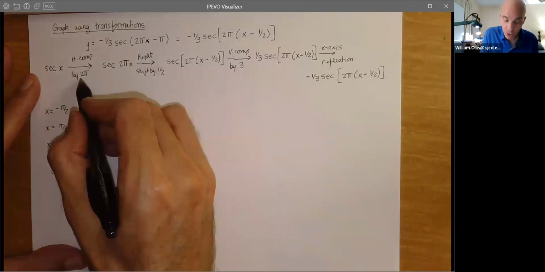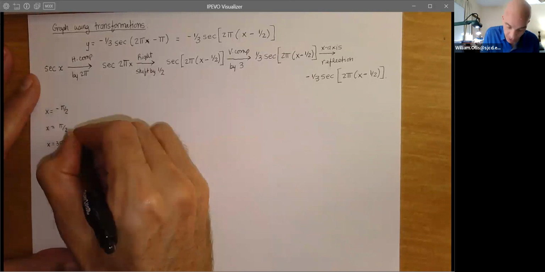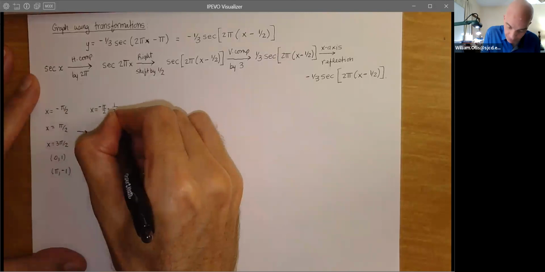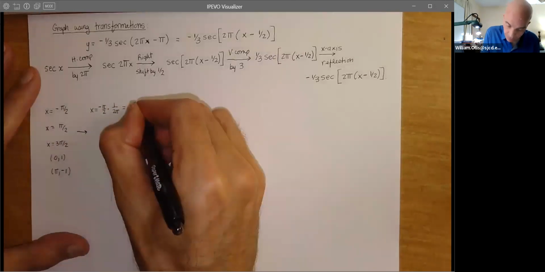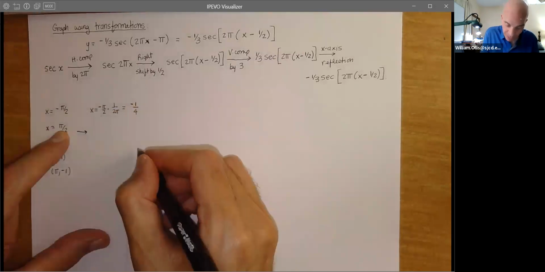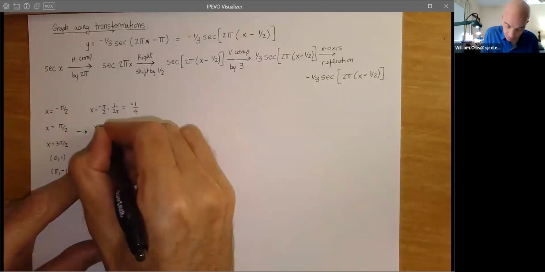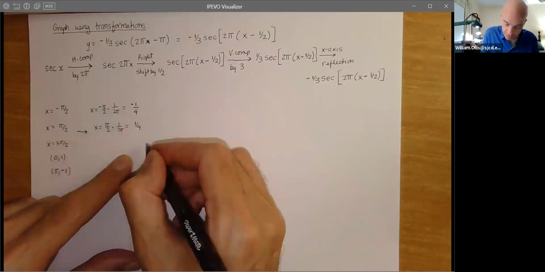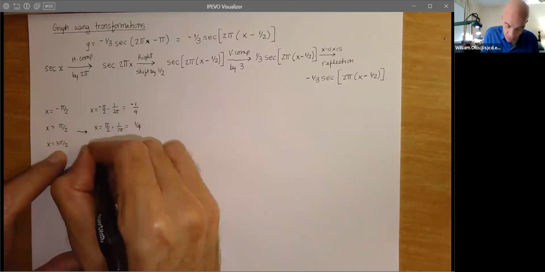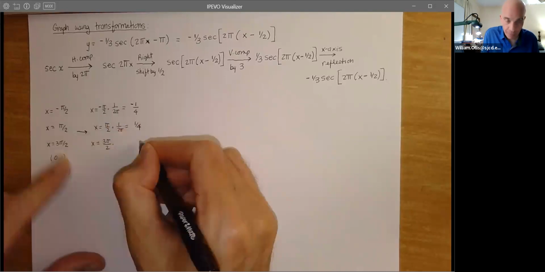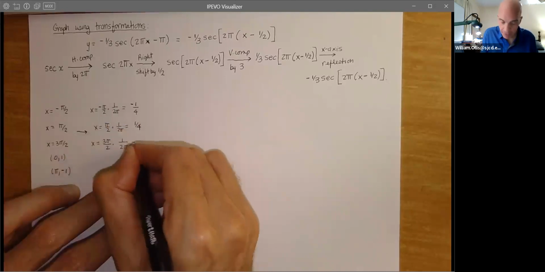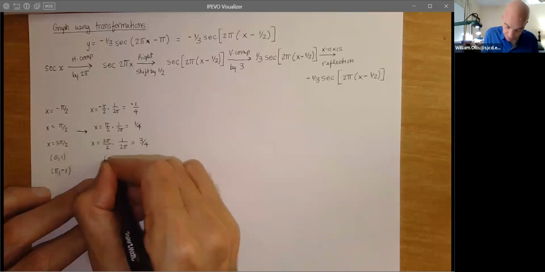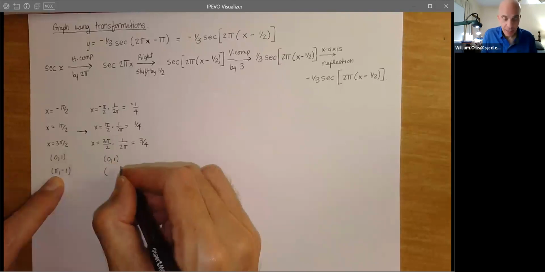Now we want the horizontal compression by 2 pi. So we need to divide all the x values by 2 pi. I'll write those out. x equals negative pi over 2 times 1 over 2 pi. The pi's absorb and we get a negative 1/4. Then x equals pi over 2 times 1 over 2 pi. The pi's absorb and we just get 1/4. Then x equals 3 pi over 2 multiplied by 1 over 2 pi. Again, the pi's absorb and we have 3/4. If we divide 0 by 2 pi, that doesn't change. And if we divide pi by 2 pi, that leaves a 1/2.